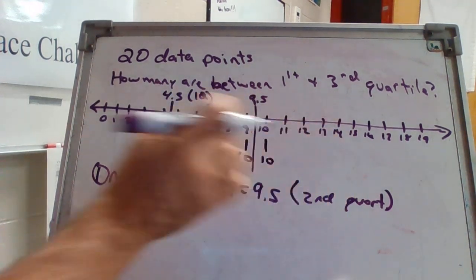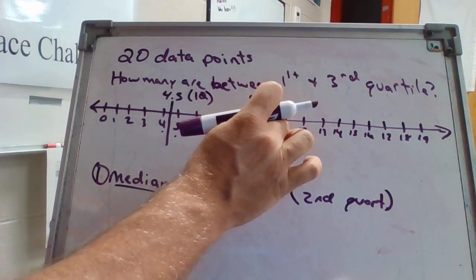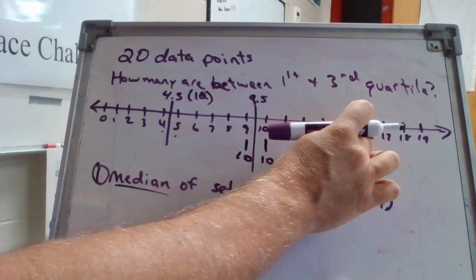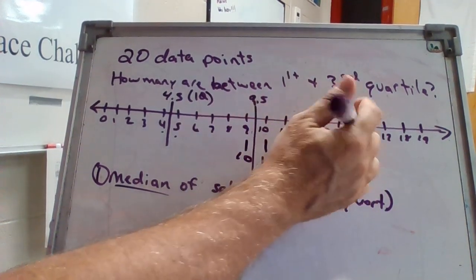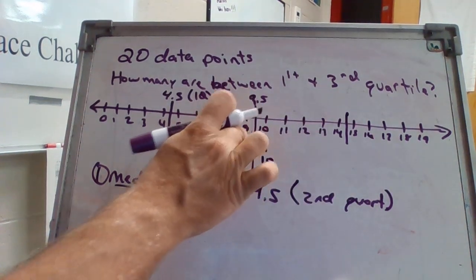Now we have to find the median of this upper half. It's going to be the same thing. Since there are 10 values over here, it's going to be between the 5th and 6th. 1, 2, 3, 4, 5, 6. I'm sorry, 1, 2, 3, 4, 5. Your median is going to be right there because you have 5 data points there.